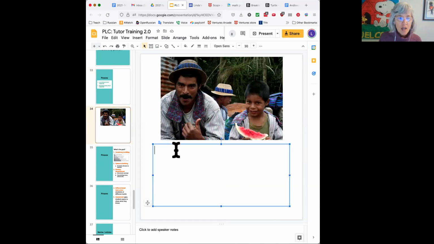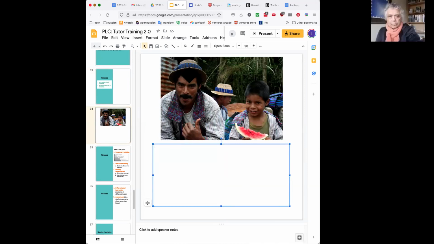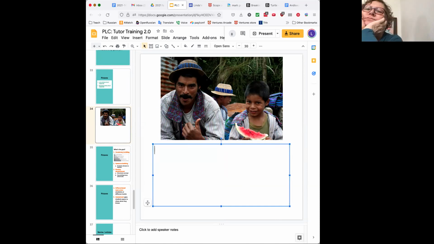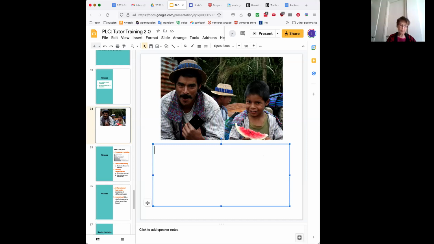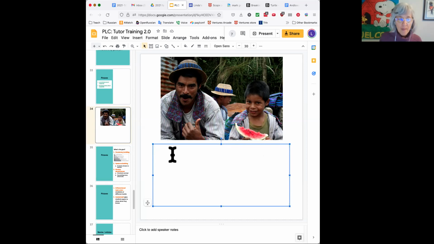Here's a picture, and in the hierarchy of questions, I would say, is this a hat? Is this a hat? Who has a hat, the father or the son? Who has a hat? What is this? Is this an apple? Is this a watermelon? Who has a watermelon, father or son? Who has a watermelon? And then I might elicit sentences.